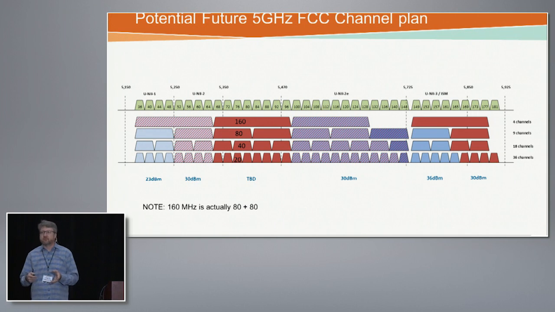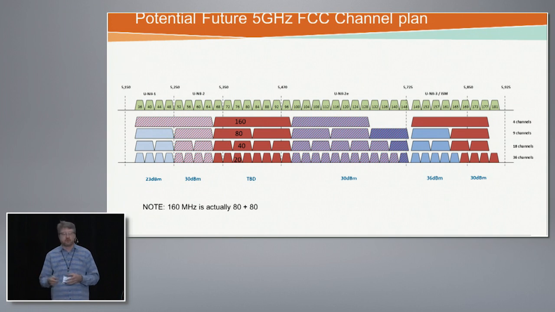The channel vacating requirements might be a little different, but you can be virtually sure that the incumbents in these bands are not necessarily all going to go away, and therefore we have to defer. And then on the high end, the 5850 to 5925 range, that is allocated to the automotive industry.